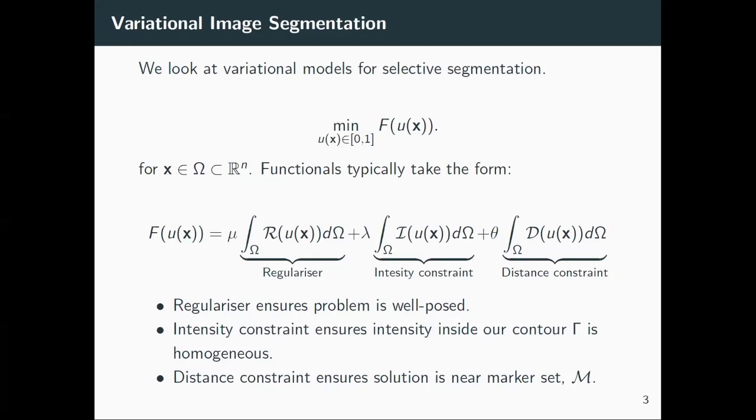Of course, there are intensity constraints that deal with intensity and homogeneity, but for our purposes, we're going to look at homogeneous objects just to make things a bit more simple. And for selective segmentation, usually you use some kind of distance constraint to penalize the solution from evolving too far from the user clicks that we just discussed. Throughout this, we're going to denote the user clicks as this capital M, or I might refer to it as the marker set.